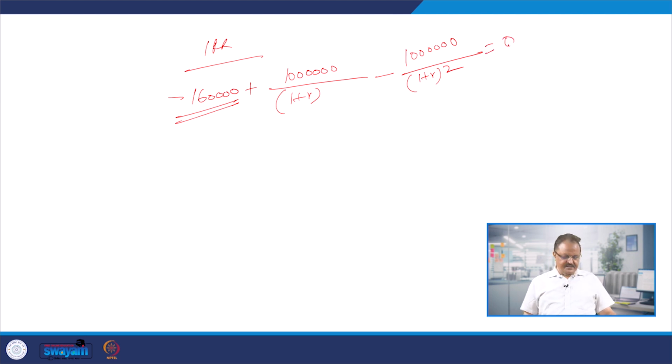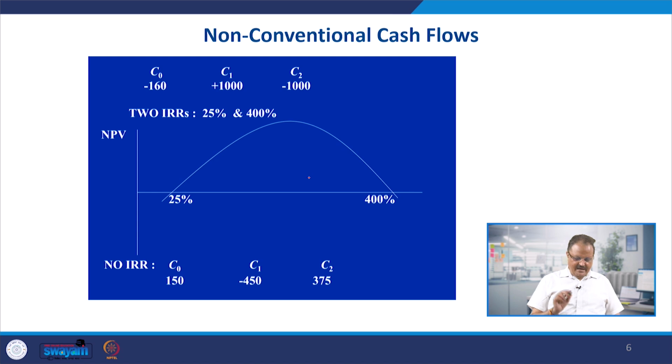So it means in this case, what will happen? A situation like this emerges. In this case, what will happen? You will have non-conventional cash flows here. Because of these non-conventional cash flows, we will have 2 internal rates of return. One internal rate of return is 25%, because here NPV becomes maybe 0, and the second is 400%, where the NPV becomes 0. So which one out of these two will you accept?